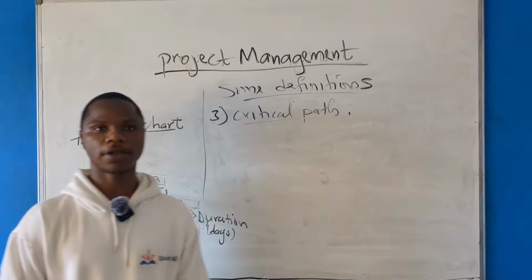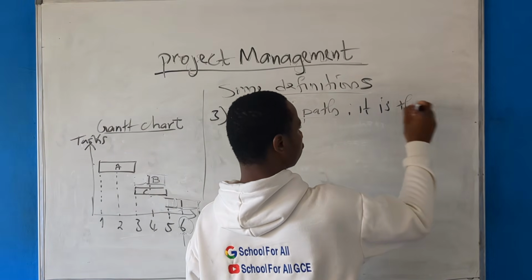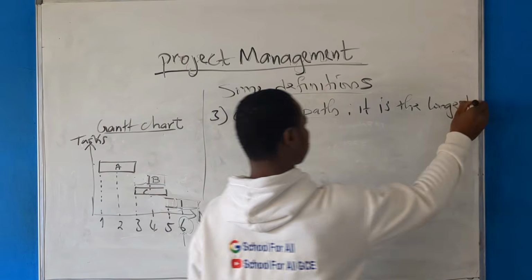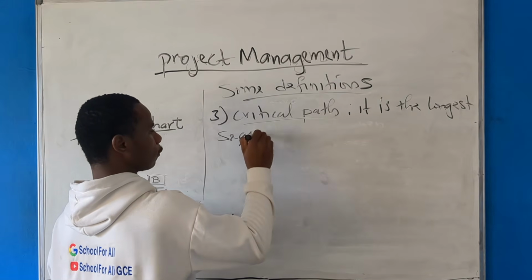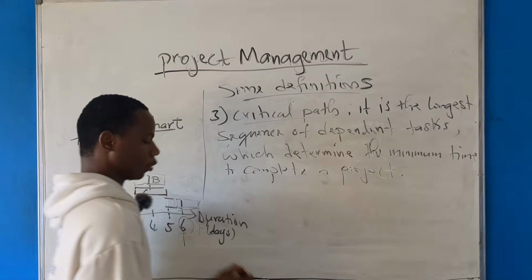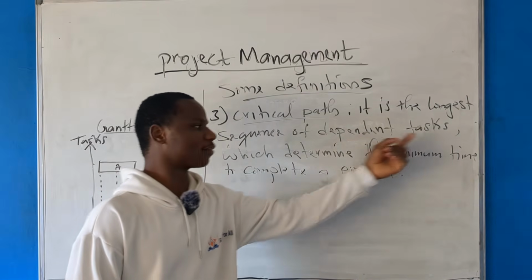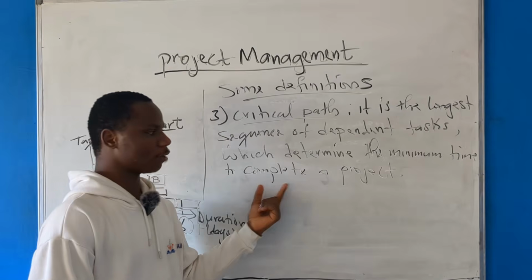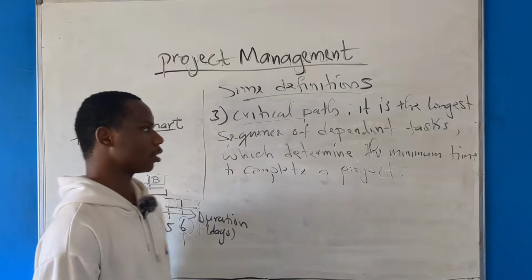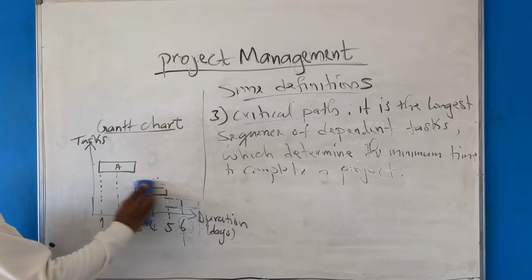So what's the critical path? The definition is very clear. It is the longest sequence of dependent tasks which determine the minimum time to complete a project. It's exactly that. Now, let me just illustrate critical paths from this diagram. Let me just draw this back.